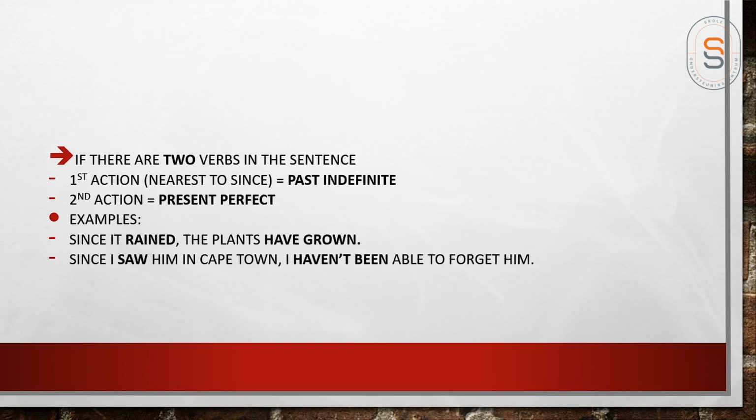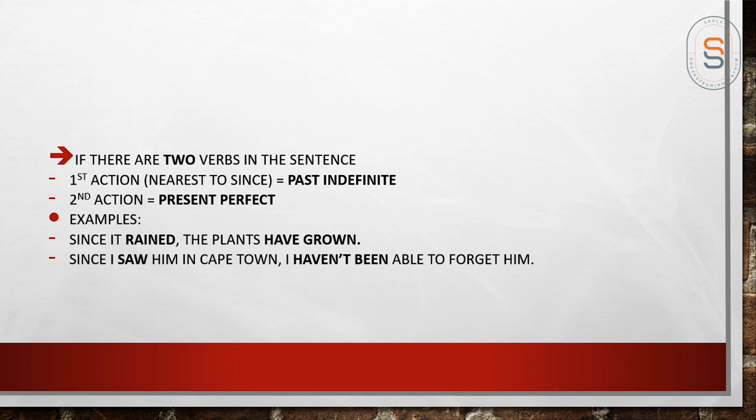If, however, you have two verbs in the sentence, again, you have a first action, usually the one nearest to since, and the second action, which you are going to write in the present perfect tense. So your first action is in the past indefinite and your second action present perfect. So let's look at an example. Since it rained, the plants have grown. So we have two verbs, rained and have grown. So my rule says my first action, the closest one to since, must be past indefinite: since it rained.